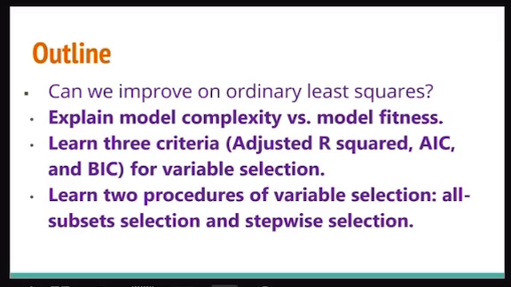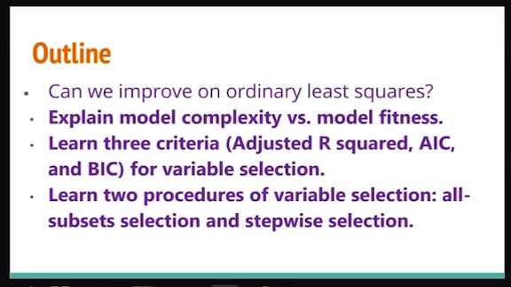And of course, today you're going to see the difference between model complexity and model fitness. The two are not the same. When do we consider model fitness? When do we consider model complexity? In the modern-day statistical world, we consider criteria that take into consideration both model fitness and model complexity. Those criteria, like R square, the AIC and the BIC, are very vital in variable selection.